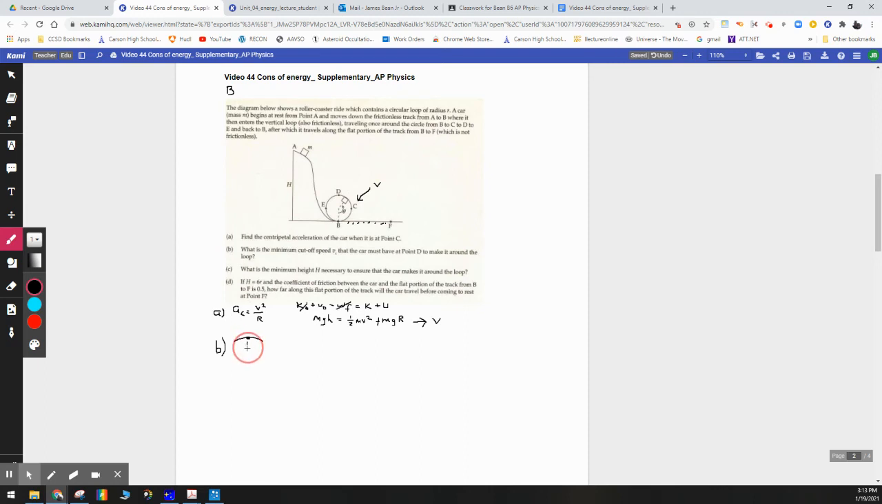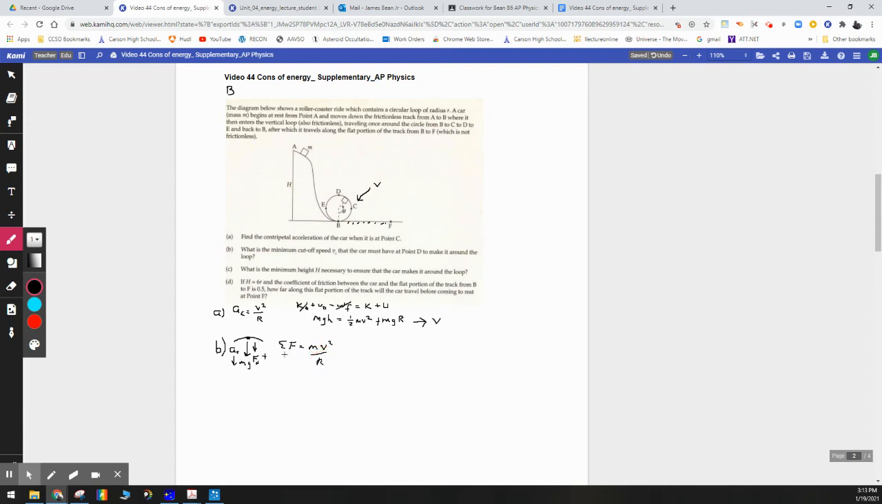We definitely have a force of gravity, which is mg, acting in this direction, and we also have the normal force acting in this direction. Centripetal acceleration is also acting in this direction. All three of these are acting downwards, so we'll use down as positive. So the sum of the forces is equal to mv squared over r.